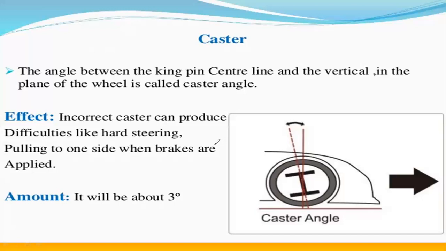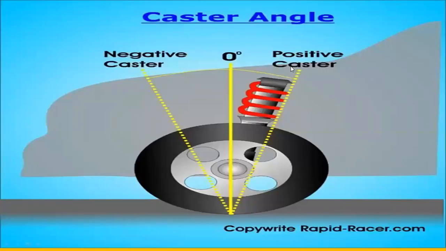So there are two types of caster angle placing: one is a positive caster angle and the other is a negative caster angle. First, what is the caster angle? It is the kingpin location and the vertical line. The angle between the kingpin location and the vertical line is called the caster angle.